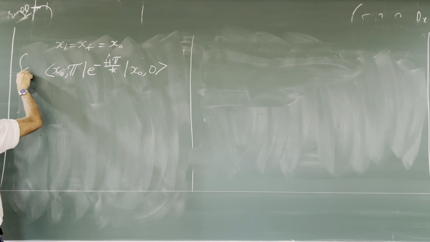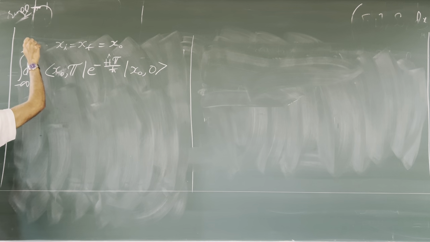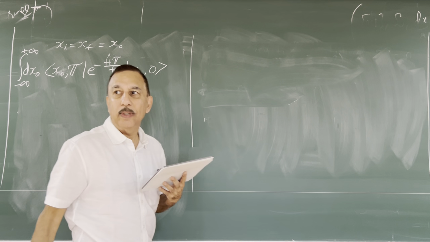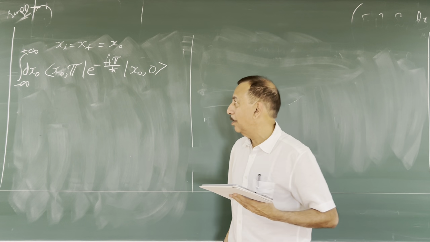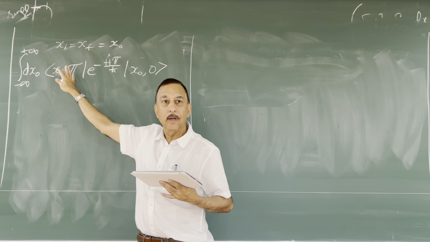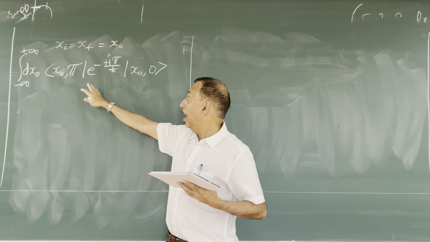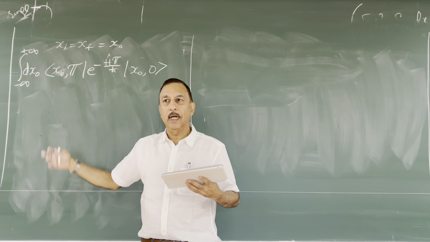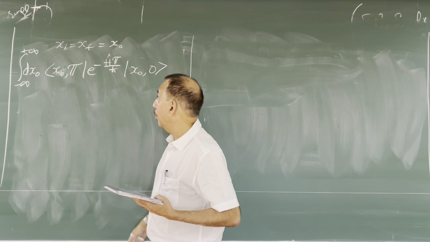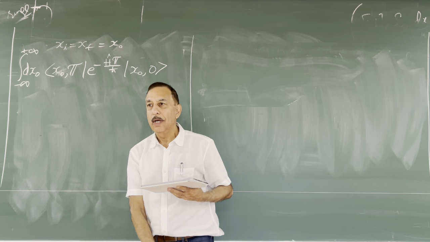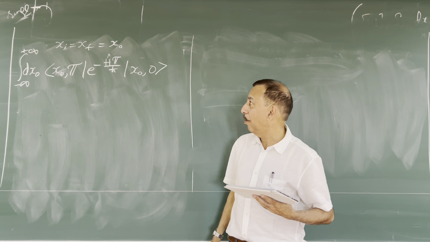And I'm going to integrate it over x0. There is a slight twist on the original thing. The original thing was, first of all, not in imaginary time, but in real time, and it had an xi and an xf. Of course, I could set them equal, but I never thought of integrating over the common value. So now I've integrated over the common value.